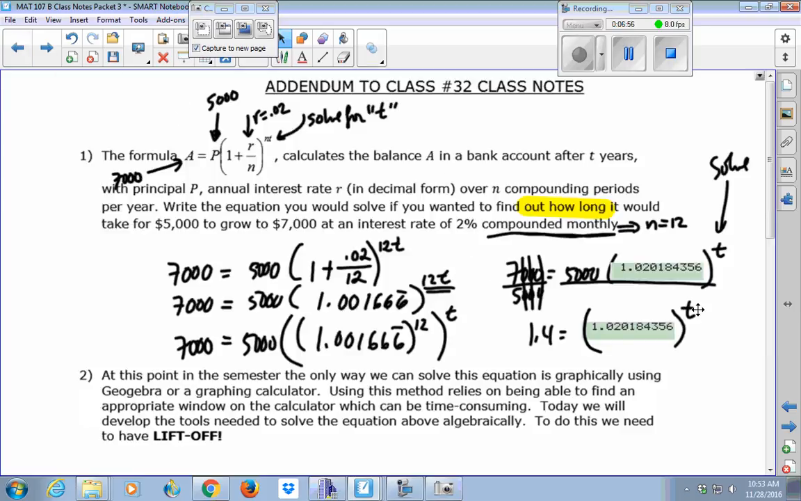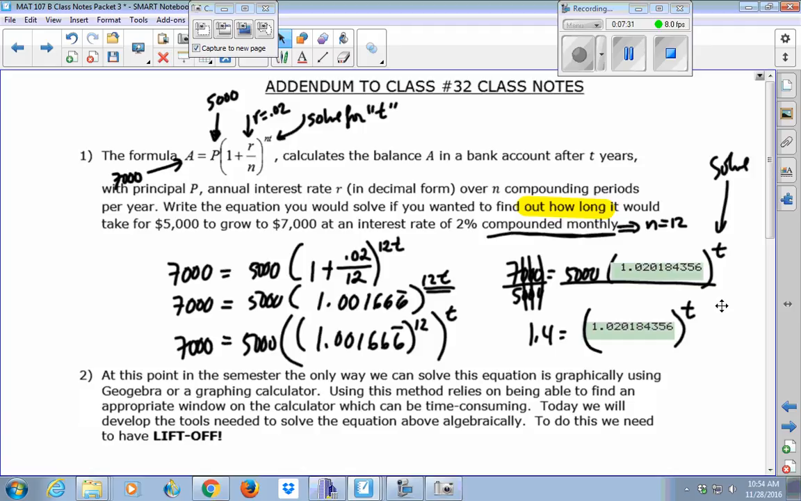So what do we have to undo here? We have to undo raising 1.020184356 to the t power. I have to get t out of the power, as an exponent. I got to get it down so I can solve it like an equation. I have to know the inverse of exponentiation, because that's what we're doing. This is called exponentiation when you raise something to a power. I need to know the inverse of exponentiation. Guess what? I don't know that yet.